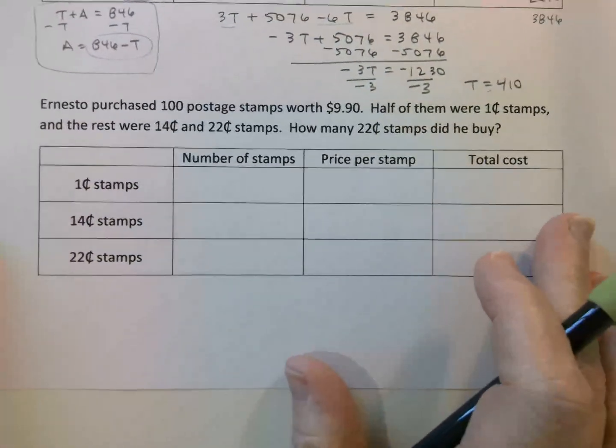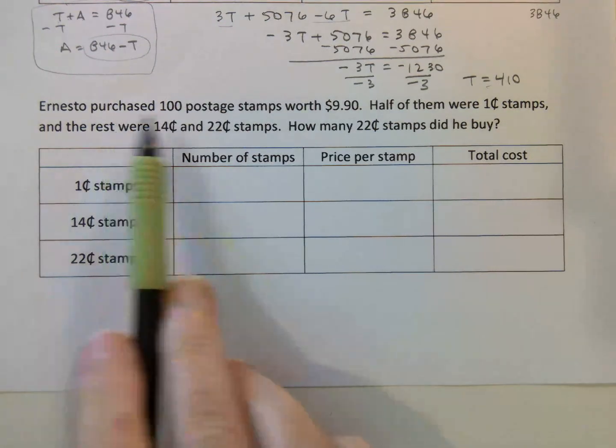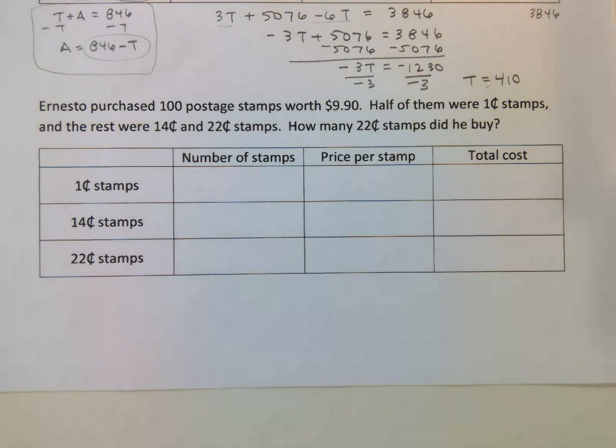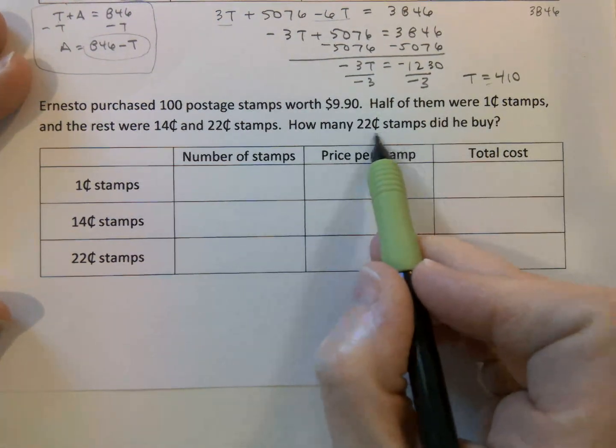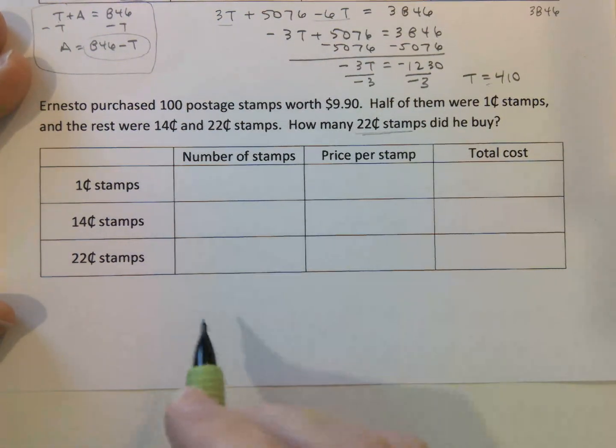We've got Ernesto, and he purchased 100 postage stamps worth $9.90. Half of them were 1-cent stamps, and the rest were 14-cent and 22-cent stamps. How many 22-cent stamps did he buy? So now we've got 3 unknowns. Okay, so here's what we're looking for. We're looking for how many 22-cent stamps. So I'm just going to put N for the number of stamps.